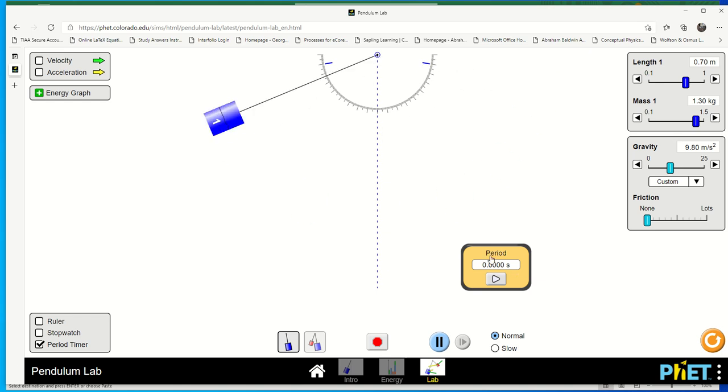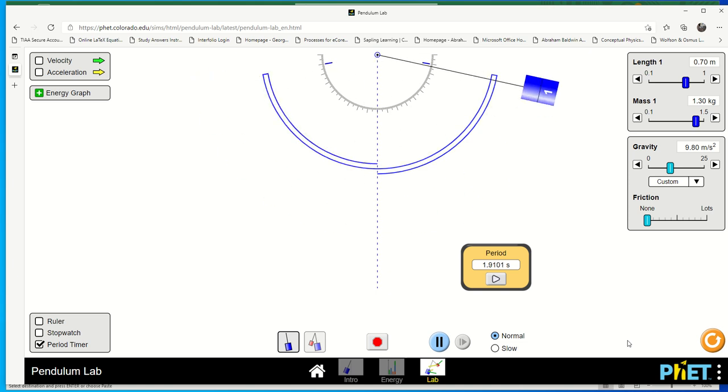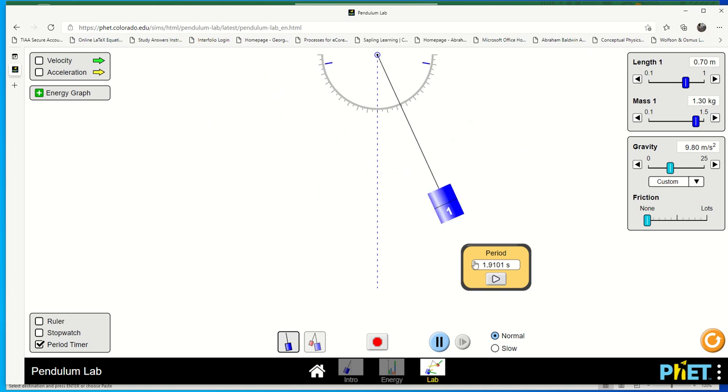But notice you have to start the period timer. So I'm going to click here, and it'll trace out one complete cycle and then give you the period. Okay, and there we go. And see, the period, T sim, the period from the simulation, is 1.9101 seconds.